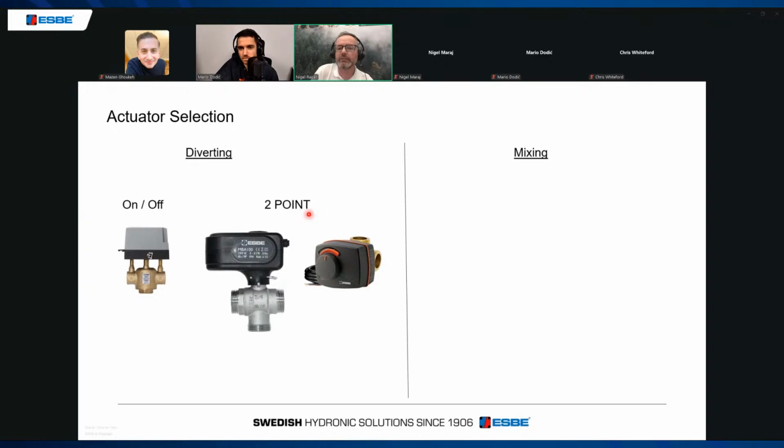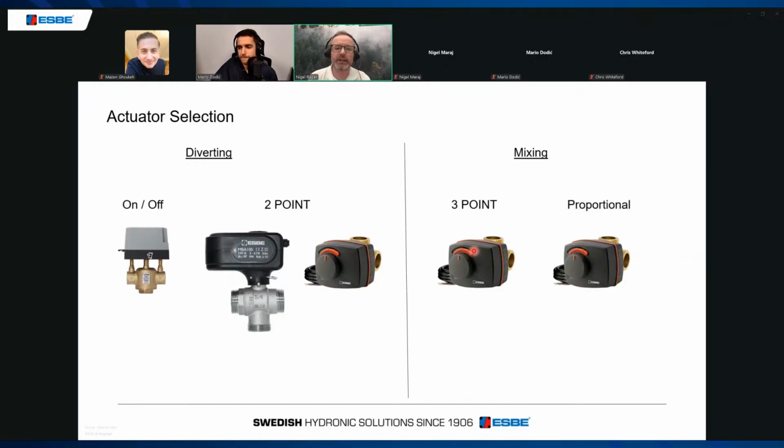And on mixing, we have 3 points, which allows us to hold the valve in any position throughout its stroke. We supply a current on one cable to rotate it clockwise and a current on the other cable to rotate it anti-clockwise, so the control system can hold it at any mixed point. And finally, we've got proportional control. We have a supply voltage onto the actuator, and then a separate controlling voltage, often anywhere between 0 and 10 volts. So 5 volts, for example, would hold it 45 degrees, mixing from both ports.